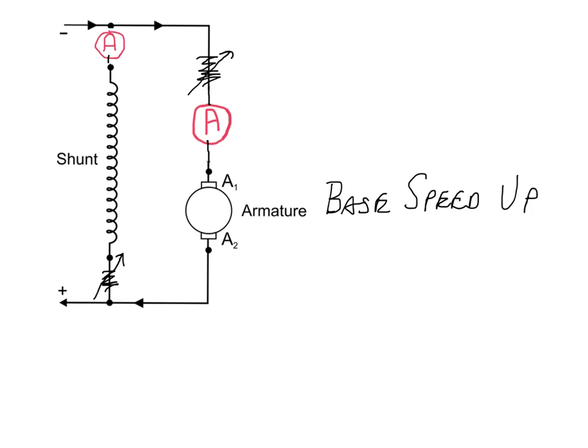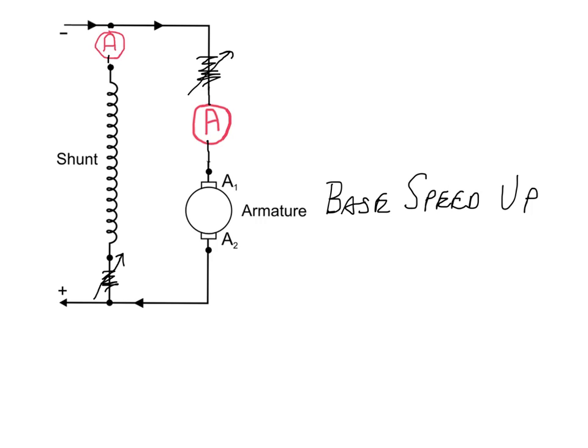So we had just discussed base speed down, which is your full load speed, which is nameplate speed, and lower. Now if I want to take that nameplate speed and go a little bit faster than what the nameplate says, I can do that. One way is to increase my armature voltage, and that's a whole other discussion. Increasing armature voltage will increase armature current, and an increase in armature current means more torque, which means more speed.